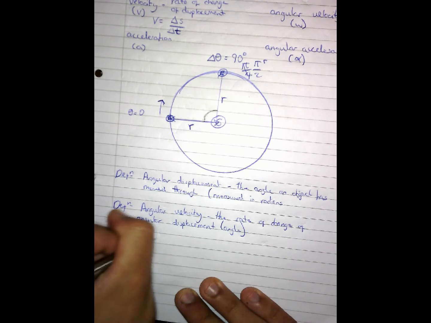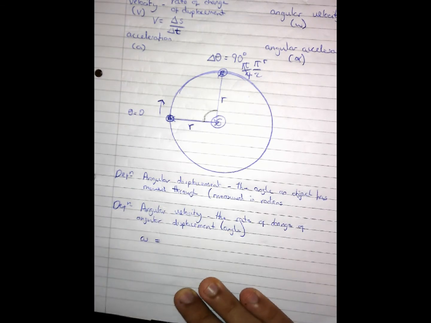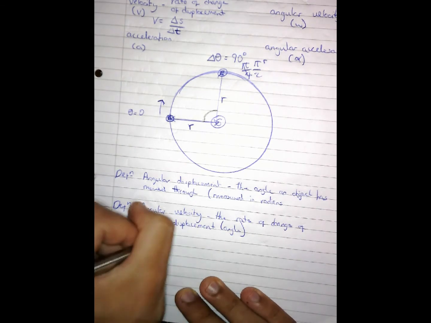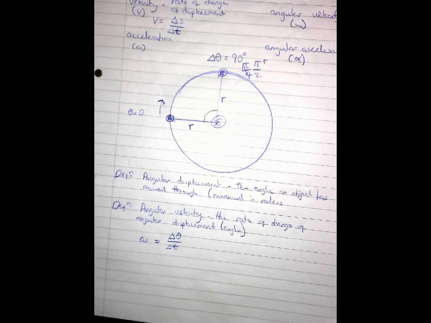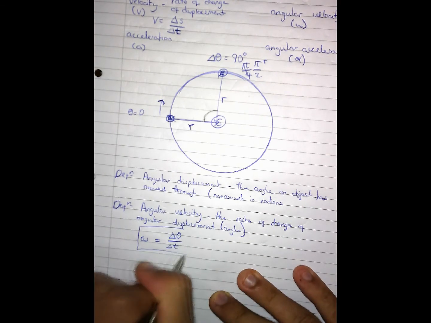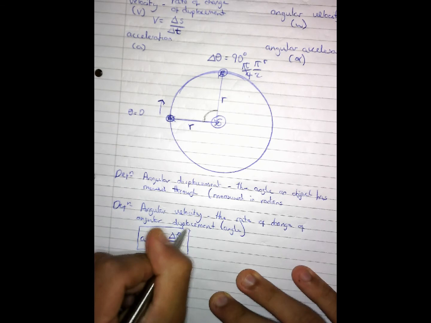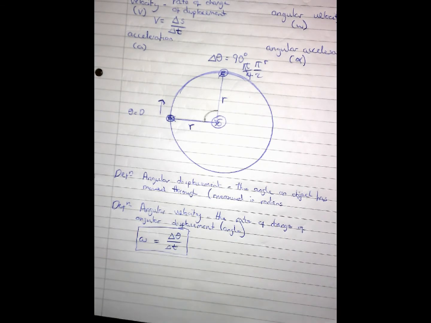Just as we've had the equation here for velocity, we can write an equation for angular velocity. Omega equals our change in angle, delta theta, divided by delta t. Really important equation, this. It is given on your formula sheet, but it's one of those equations where knowing it off the top of your head is really important for your understanding, and you're going to need to be applying it to problems very quickly.